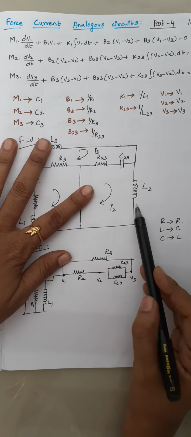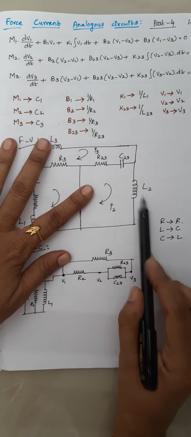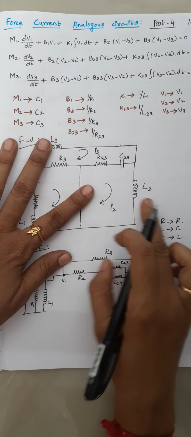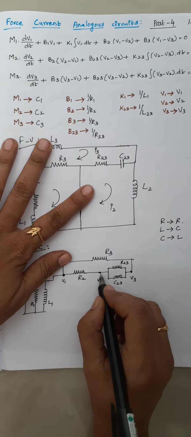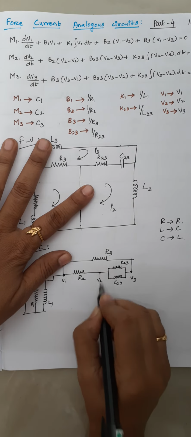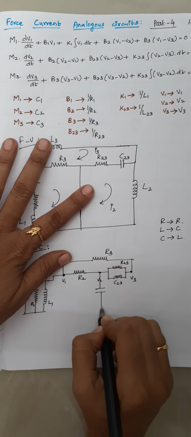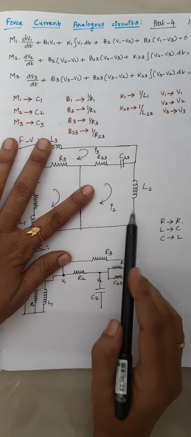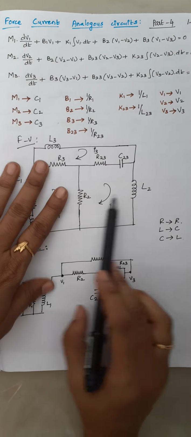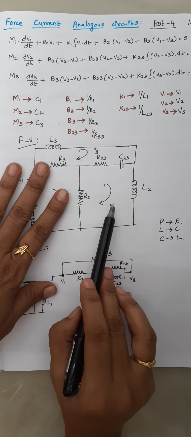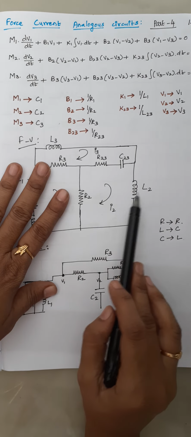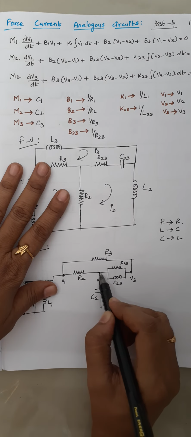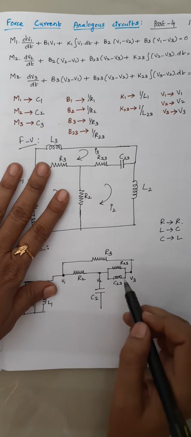The next one is the inductor L2. This inductor should be replaced by a capacitor. Since this inductor belongs to your loop 2, this element should get connected with your node 2. So this inductor is nothing but a capacitor here. So just draw a capacitor C2, right? Now count the number of elements that are present in your loop 2: 1, 2, 3 and 4, right? Similarly, to this node 2, you should have 4 elements connected: 1, 2, 3 and 4, okay?